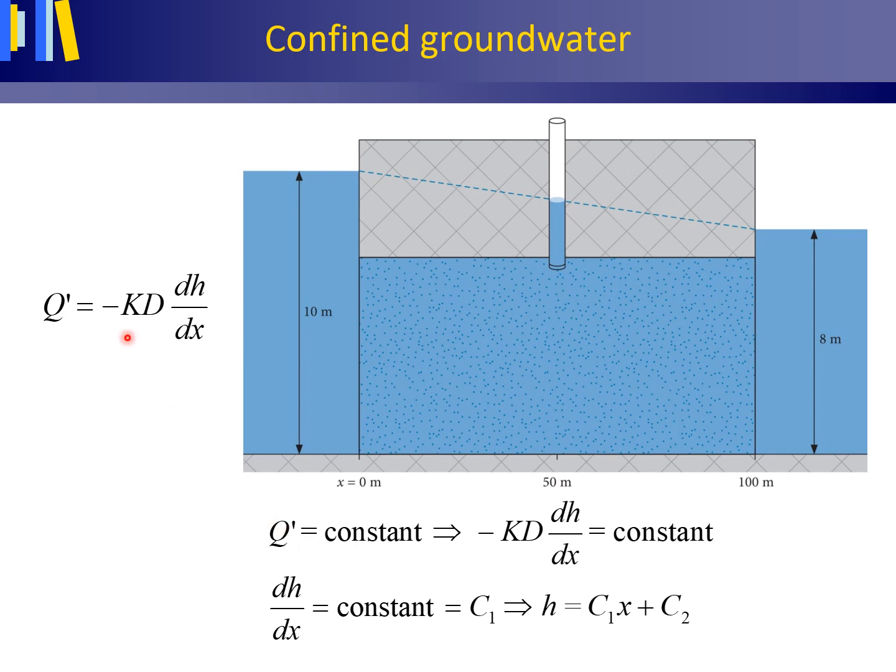So here we have Darcy's law, here we have the continuity equation. When we combine these two for this flow case, this is the equation we get. Minus Kd times your hydraulic gradient is constant. Of course, K and D are constants, so we simply get dH dx is constant. We write that constant as C1. When we integrate this equation, this is what we get.